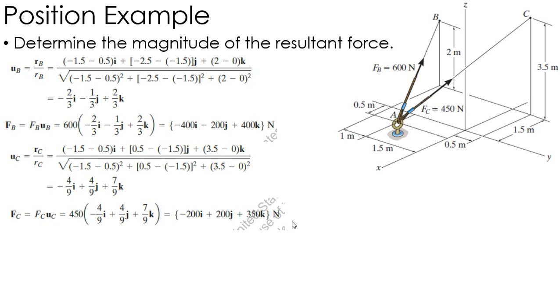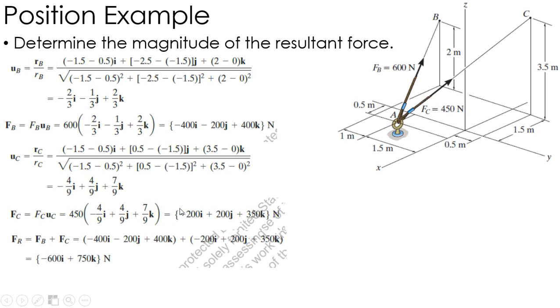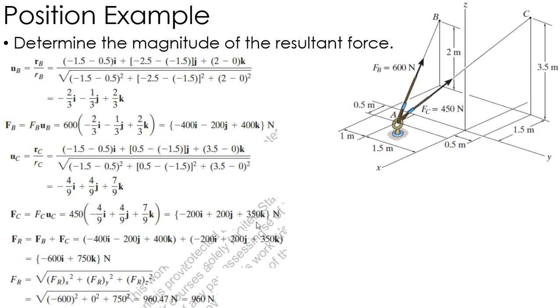So at this point now it's very simple. I've got my force vectors written in Cartesian form. To find the resultant, I just sum up the i's, sum up the j's, sum up the k's, and I get a resultant vector of -600i, which is -400 minus 200. My j's cancel, and I get 750k. So finding the magnitude of that resultant, I just take the square root of the sum of the squares, and I get 960.47 newtons.